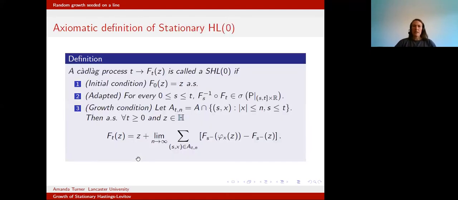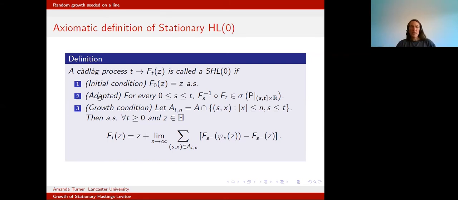Okay, so here's the axiomatic definition of our stationary HL0 process. We say that a càdlàg process that takes time to a family of conformal mappings, F indexed by t, is called a stationary Hastings-Levitov 0 if it satisfies the following three conditions. First of all, we want an initial condition that at time 0, we just have the identity map. Well, what does that do? That takes the upper half plane to itself, and so that corresponds to a cluster which has no points in it. So we're just starting with our seed being the real line, and there are no particles.